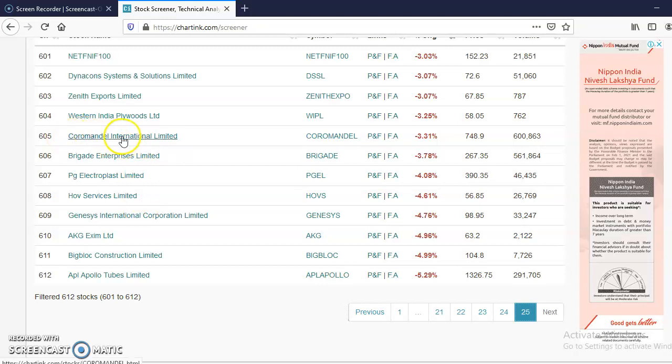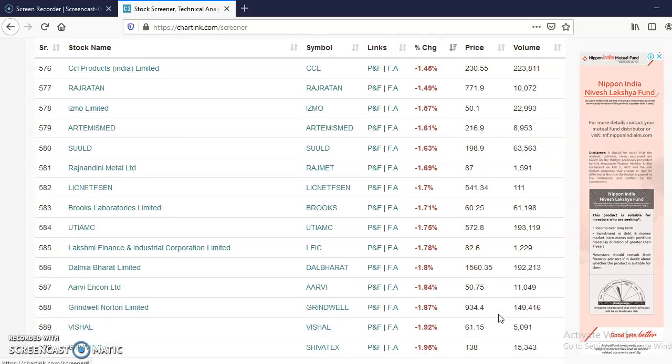I see Coromandel International is a good stock. It has gone down by 3.3% and is currently trading at 748. So this can be kept in our watch list. Similarly, if we go to the next page, we will find Rajratan Global. This is also a good stock, a steel sector stock. Steel prices have been rising a lot, and getting the stock 2% down is definitely very beneficial for us.